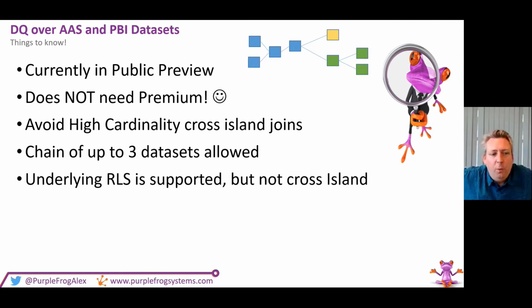Be very, very careful with row-level security. Row-level security is supported, but not very well. If you've got 2 islands of data, one of them has row-level security applied, that will be honored. And it may look like that is applying to the second island, but it is only acting as a filter, not as row-level security. Now, the difference between the two is row-level security, you cannot bypass with DAX. A filter, you can.